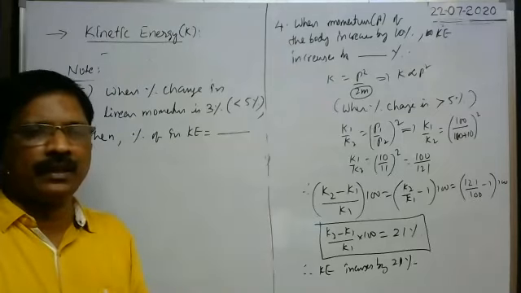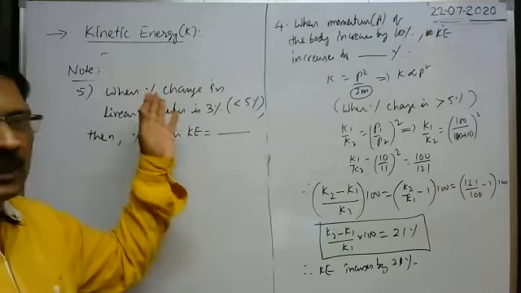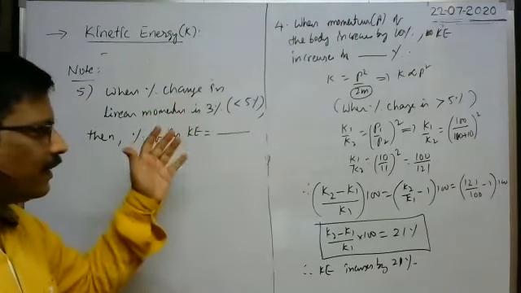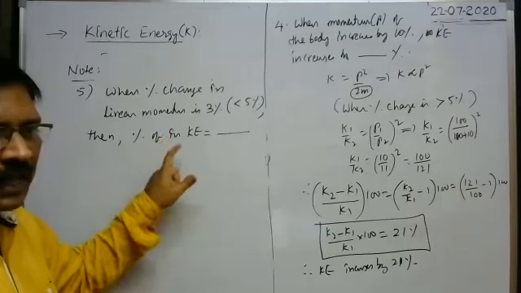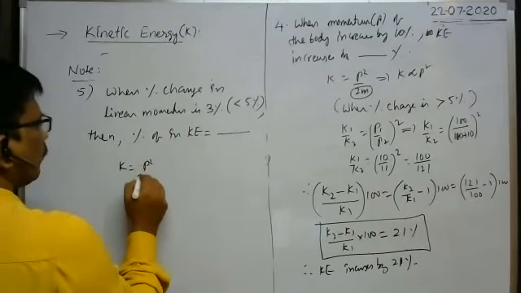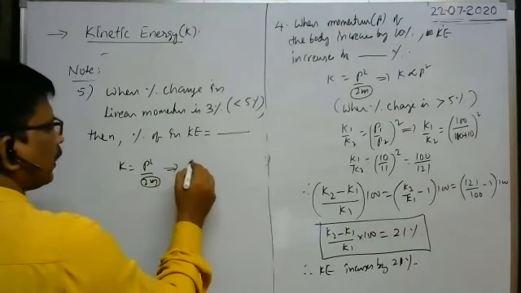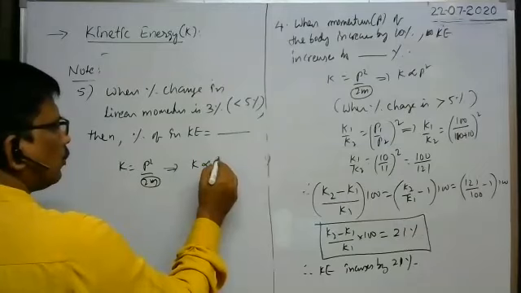So we have to obtain the relation between kinetic energy and momentum first. Percentage change in linear momentum is given, percentage change in kinetic energy they asked. That's why we have to obtain the relation between kinetic energy and momentum. Kinetic energy K is equal to P square by 2m. Now m does not change, mass of the given body remains constant. So kinetic energy is proportional to P square.